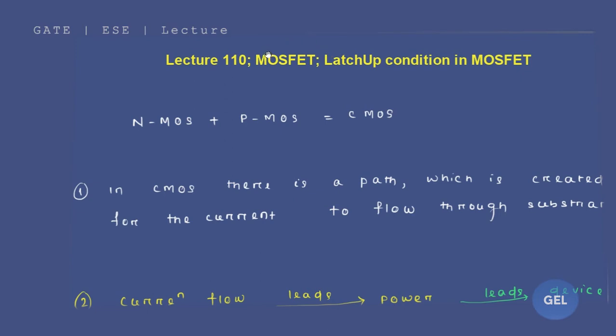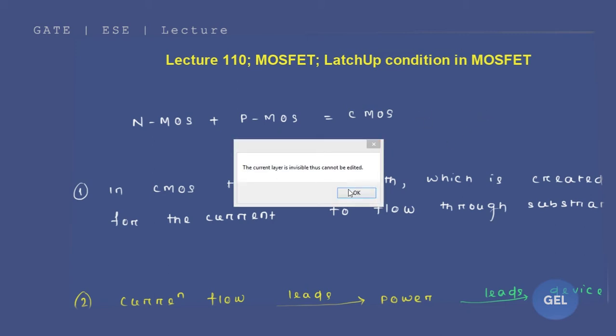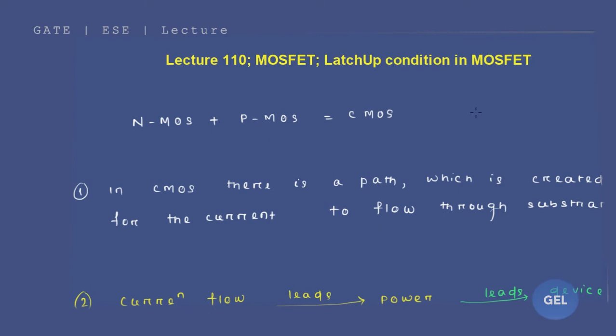This is your 7th module, MOSFET, and here we are going to discuss the latch-up condition in MOSFET. Basically, NMOS and PMOS are combined to give you CMOS, and we are going to have a detailed analysis of CMOS in our AEC subject, but here we are in the EDC subject. So there will be discussions which are only valid from your examination point of view. Only those points which are important for your exam will be discussed. Now let's start with our first point.